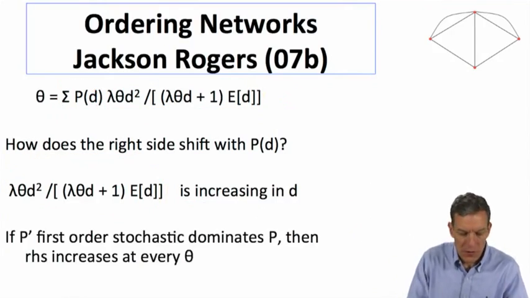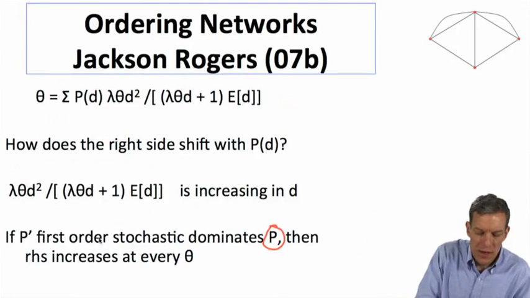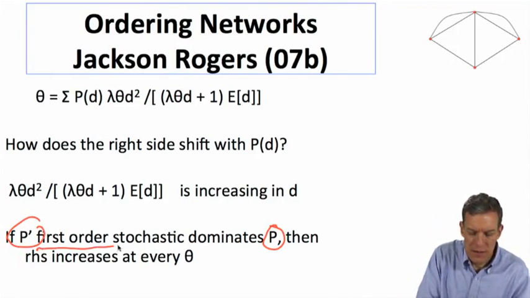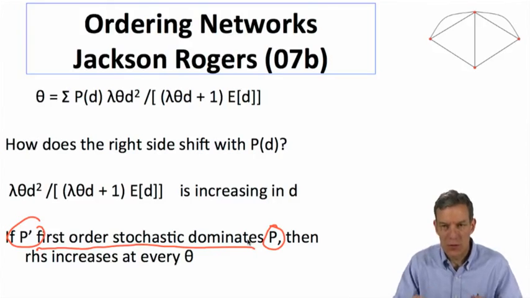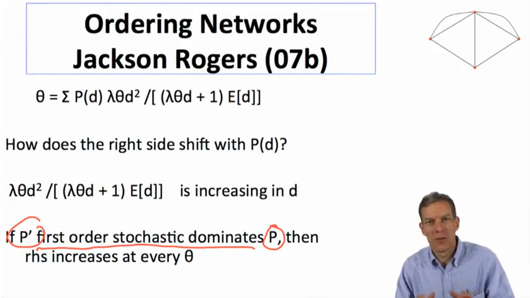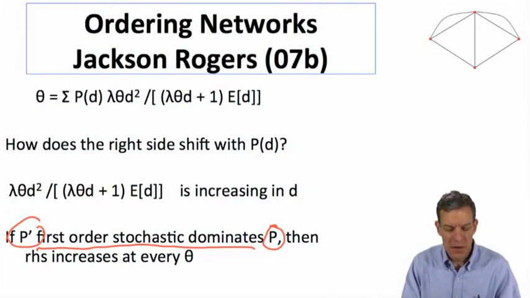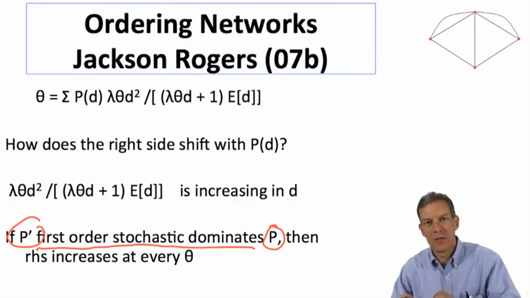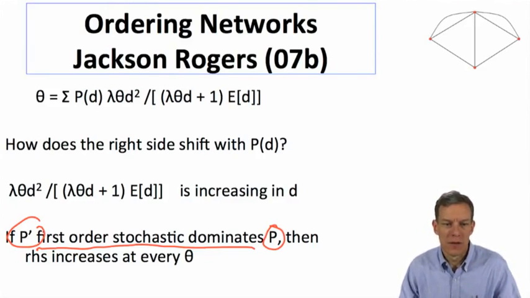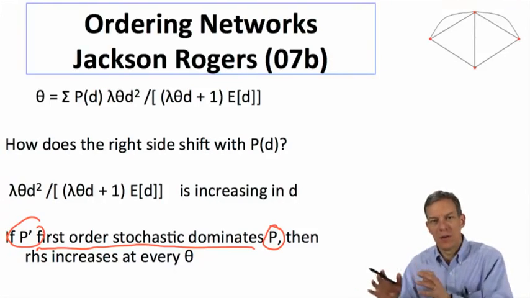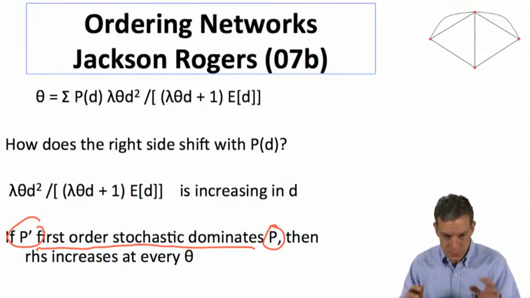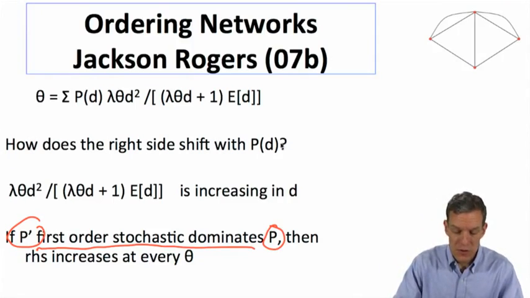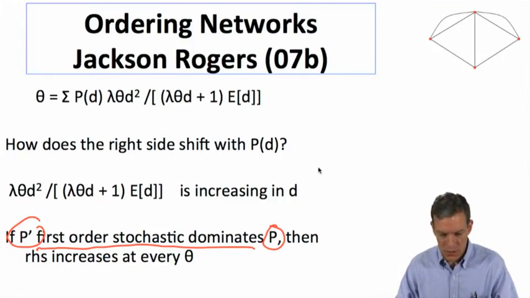Okay? So one thing we can say is that if we take a distribution and then shift it so that we put more weight on higher degree nodes, that's known as first order stochastic dominance when you're comparing two distributions. So if we have two distributions and we move it towards higher degree weights, then the right-hand side of this thing, this h of theta, is going to increase at every theta. We're basically going to have higher infection rates. That's going to lead to a higher steady state. Okay? So basically putting weights on higher degree nodes is going to increase infection.